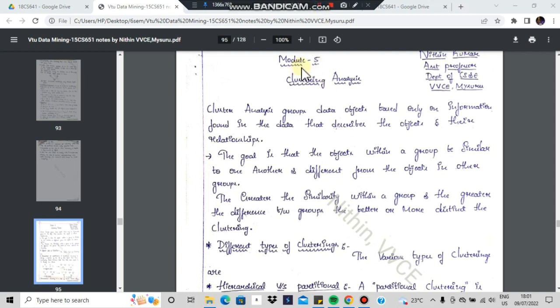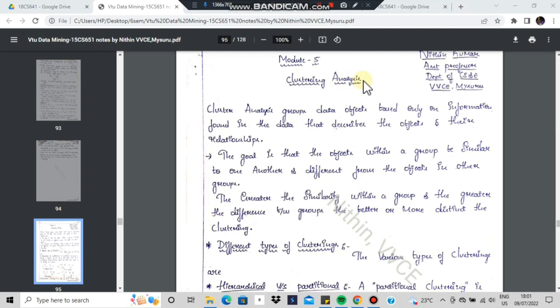So the module 5 starts from page number 95 and it ends at 128. Okay, so we'll be going through briefly regarding the topics, and I'll be telling you what you need to keep in mind and focus more upon. So the first topic is about the clustering analysis.